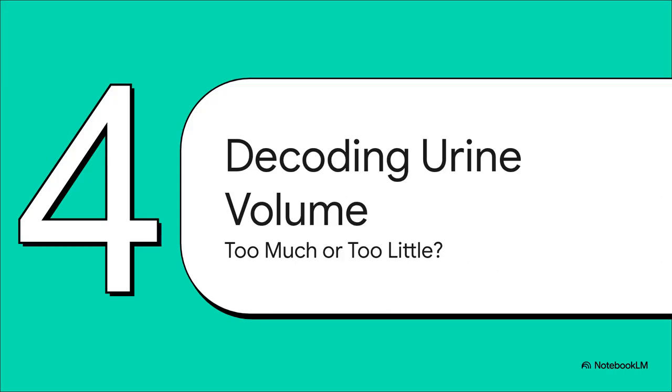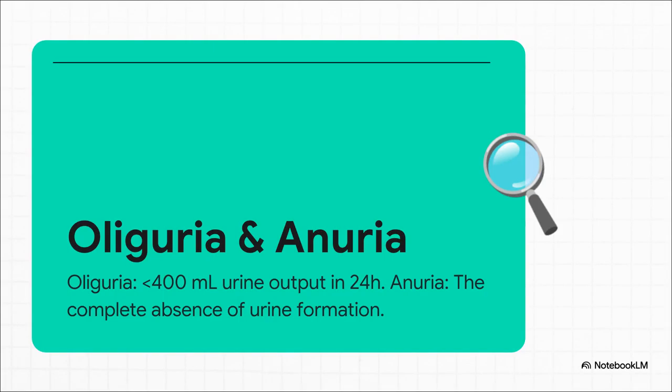Sometimes the most powerful clue is also the simplest one. Just measuring how much urine a patient makes in 24 hours can tell us a massive amount about not just their kidney function, but their body's entire water balance. Okay, so on one end of the spectrum, you have oliguria and anuria. An output of less than 400 mLs a day, that's a major red flag. It means the kidneys aren't even making enough urine to clear the body's daily waste. And complete anuria, that's a true medical emergency. It often signals a total blockage or some kind of vascular catastrophe.